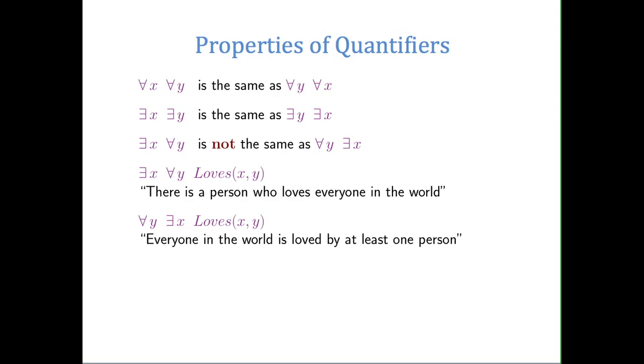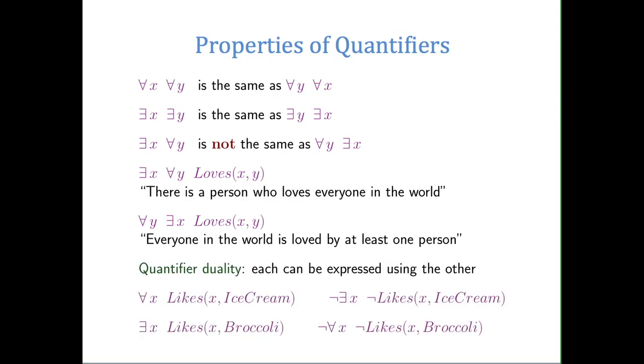quantification makes a difference. Now, one cool thing is that universal and existential quantification are related to each other in the following way. So if I have an expression like for all x likes x ice cream, which we could loosely translate as everybody likes ice cream, we could express the same idea by saying, well, there isn't anyone in the world who doesn't like ice cream.